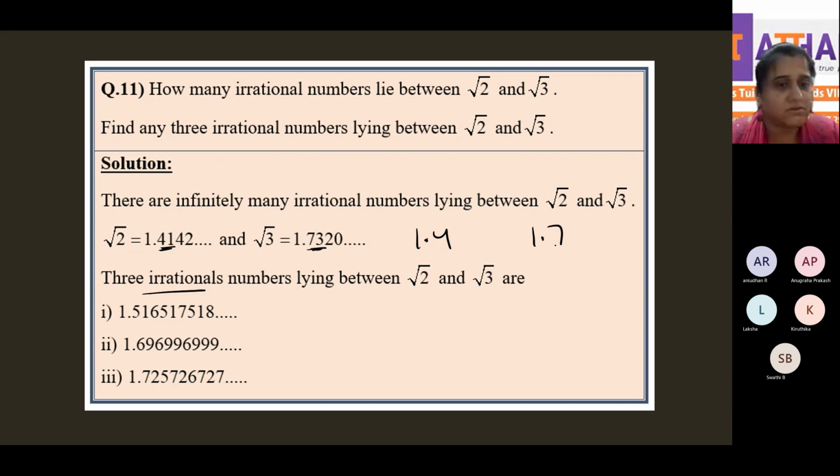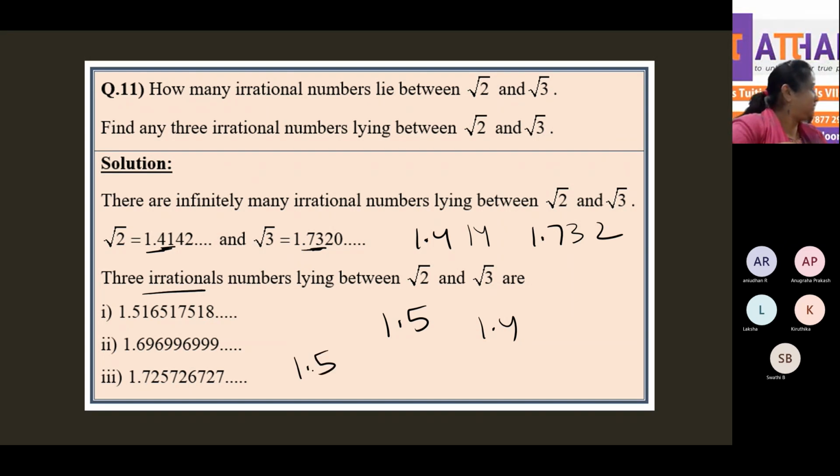Can we take 3 numbers? Yeah, you can take 3 numbers. You can take 1.4 1.4 and then here 1.7 3 2. Now safely write after that. So the safe way is, if you start with 1.5, you're safe. Don't start with 1.4. You may go wrong. Start with 1.5, you're safe, because it's between 1.4 and 1.7. Yes or no? You all understand when I say safe? When you start with 1.5, you're surely between 1.4 and 1.7.